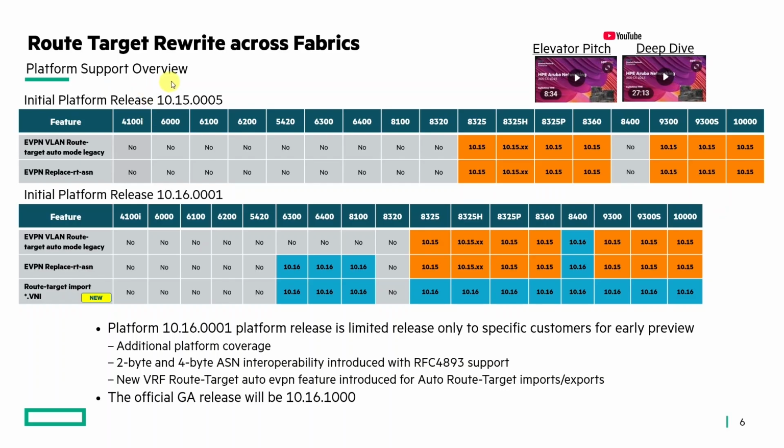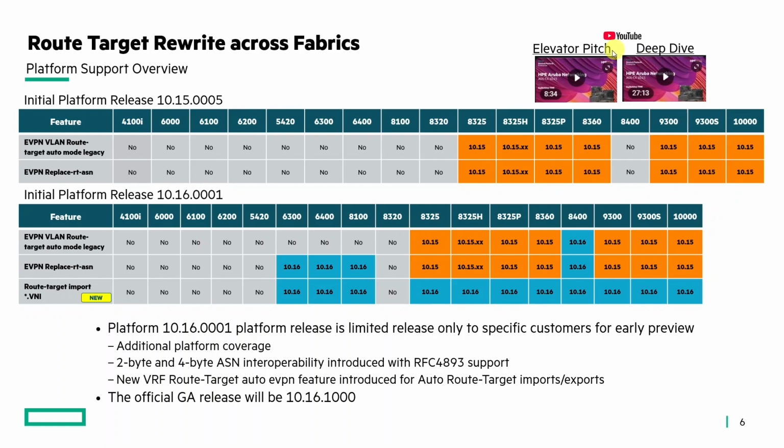And as for platform support, you can see the features that we've introduced back with 10.15. So this is just a review of what we had already released. We have the two features here, the EVPN via VLAN route target auto mode legacy command, as well as the EVPN replace RTASN feature command. These are supported in the platforms that you see here: the 8325, 8325H, the P, 8360, and then the data center platforms that you see here.